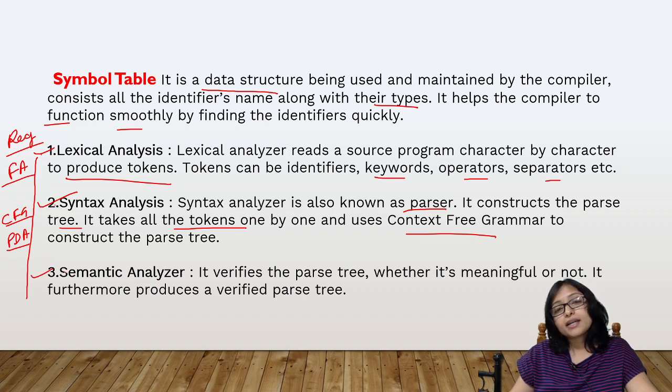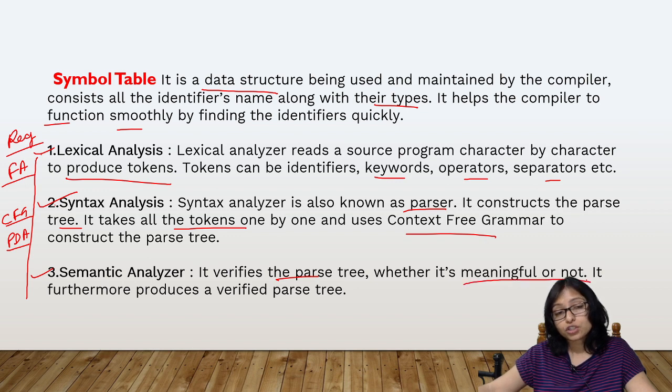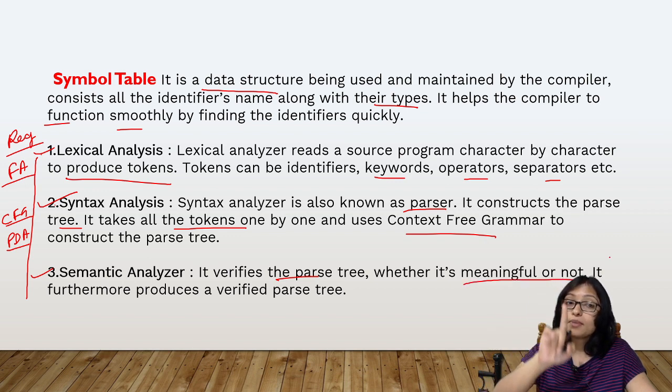Next one is semantic. Semantic verifies the parse tree. Now the parse tree is generated, and verification is required. It will verify whether the parse tree is meaningful or not. Semantic means whether it is meaningful or not, right?